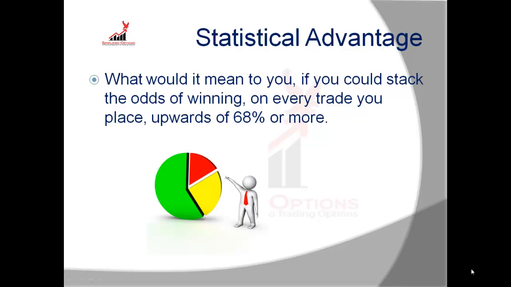So now that we've said that, a directional trade, and that's what we were talking about when we said 50-50, is making a decision whether or not the asset or whatever we are trading is going to go up and we buy it, or we believe it's going to go down and we sell it. What would it mean to you if you could stack the odds of winning on every trade you placed to greater than 68%?